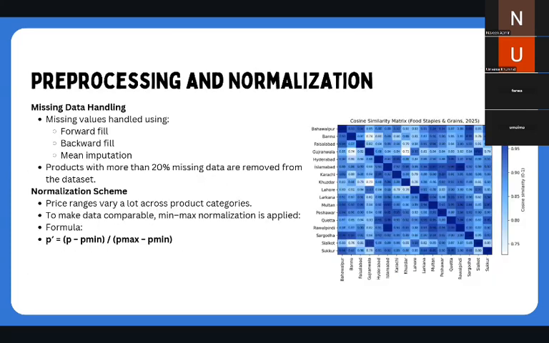But before we could do any math, we needed to clean the data. Some values were missing, so we used forward fill, backward fill, or mean imputation. If a product had too many missing values, more than 20%, we removed it to avoid bias. And because categories have different scales, we applied minimum maximum normalization. This step is really important because without it, the cosine similarity wouldn't be meaningful.